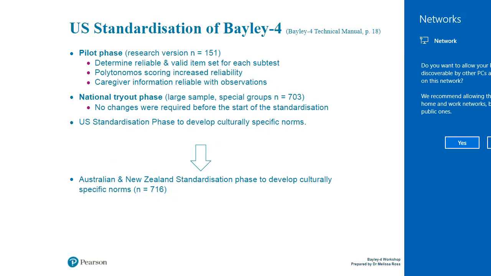During the pilot study, the first blueprint or the first research version of the Bayley-4 was put to the test on 151 children. During the national tryout phase, the items were tried by a large sample of children, including those with special needs. This was followed by a US standardization phase to develop US norms and a separate standardization phase to develop Australian and New Zealand norms. In the next few slides, I will focus on the development of the culturally specific norms for Australia and New Zealand, which are based on the standardization phase of 716 children.